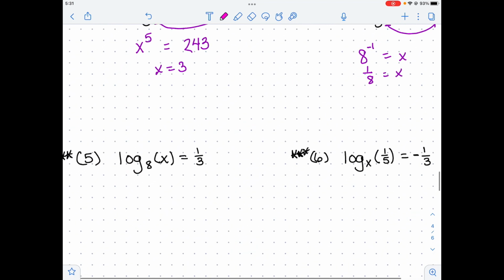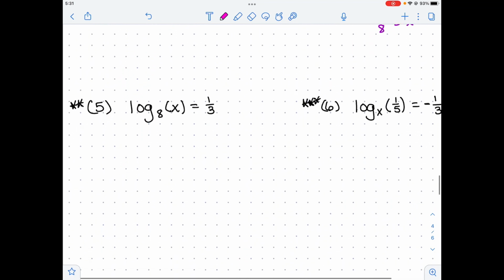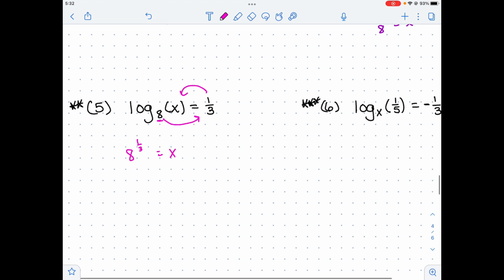All right, let's go up another level here. This one is log base 8 of x equals 1/3. So 8 to the 1/3 is equal to x. Now, we don't want to have to deal with fractions in the exponents if we can help it, so we always want to think about looking at that first. So we're going to see what we can do to get rid of that 1/3.